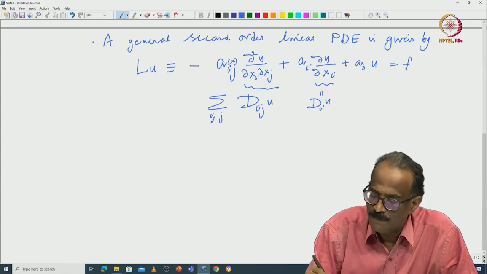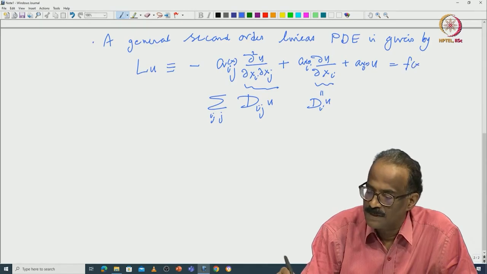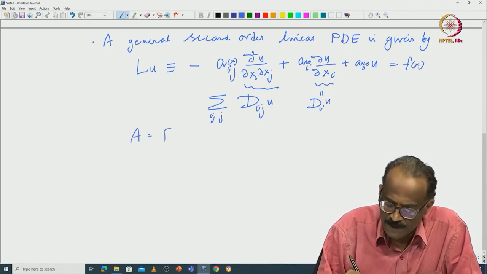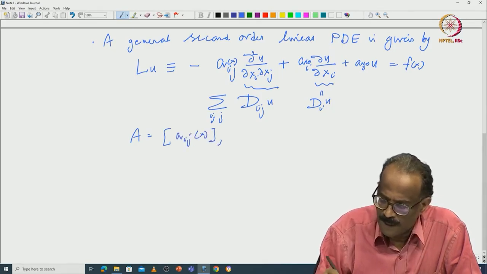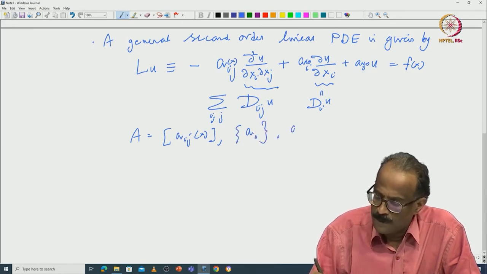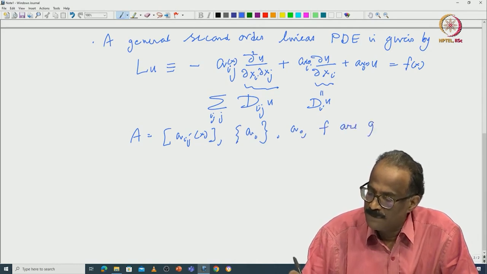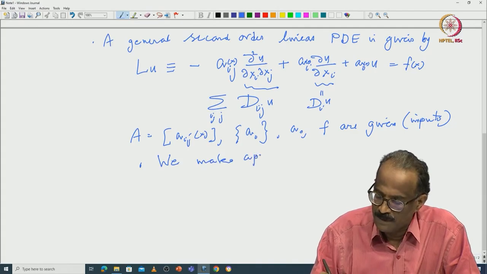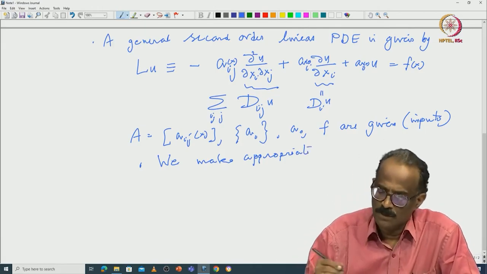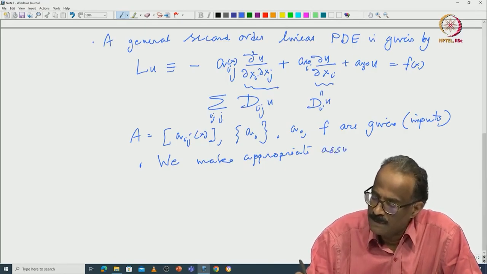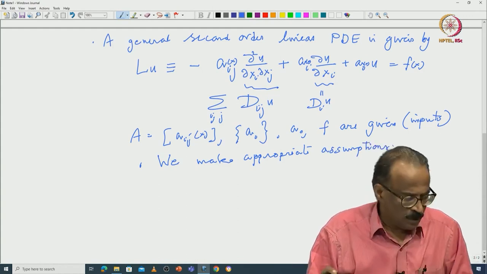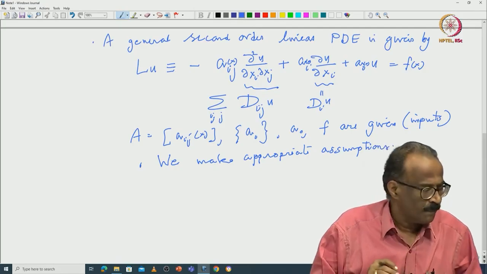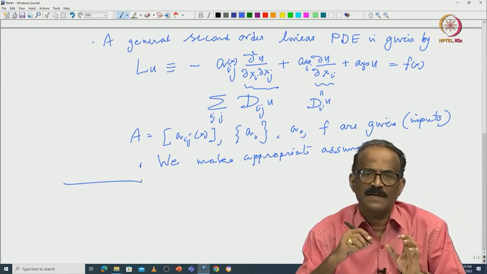Of course, these are functions of x: a_0 of x, and a equal to a_ij, a_i, a_0 are the input data, which are given, which we call inputs. We make appropriate assumptions. One of the assumptions is ellipticity, otherwise it is a very general second order linear equation. So, on the data you have to make such assumptions.